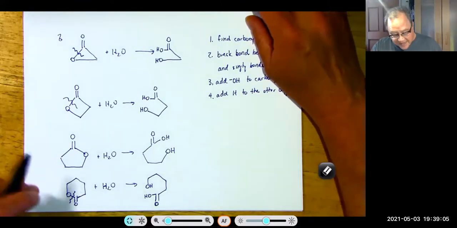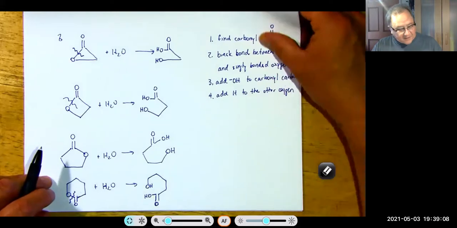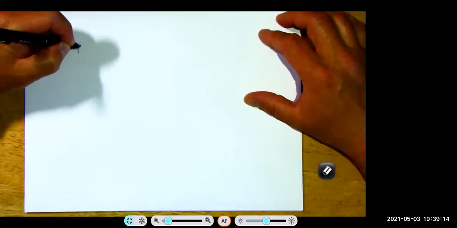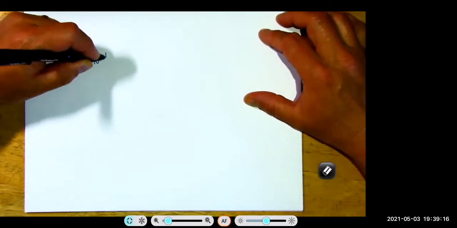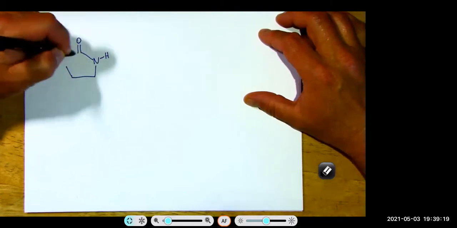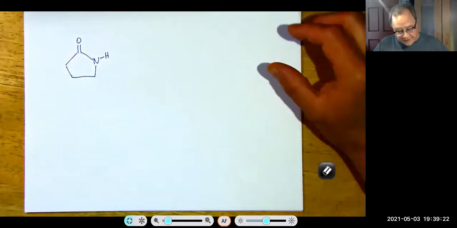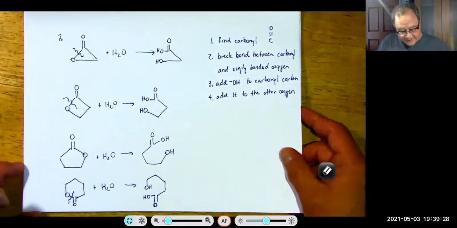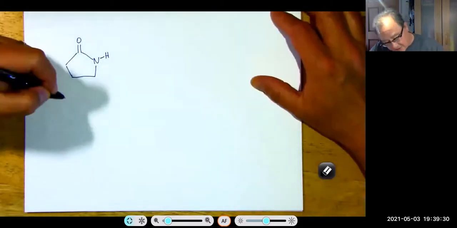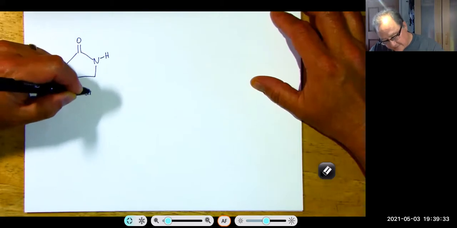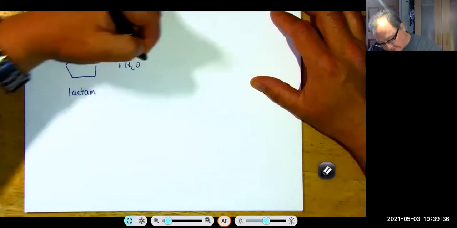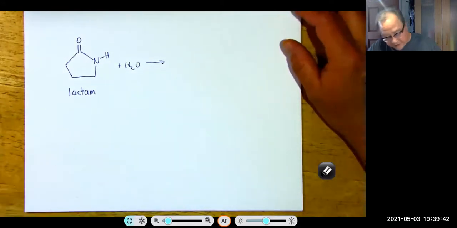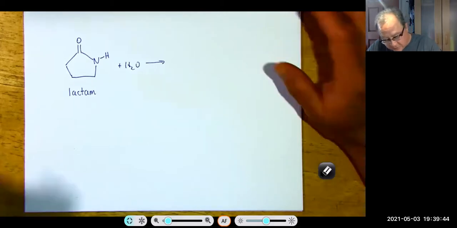So this was not asked in this problem, but I'm going to give you another problem. Are you ready? Yeah. Those other molecules that are called cyclic esters are called lactones. This is a cyclic amide called a lactam. They can be hydrolyzed with water. Take a guess as to the product. Go ahead and put yourself out on a limb, draw it. You don't need to show it to me. And when you're done, let me know.